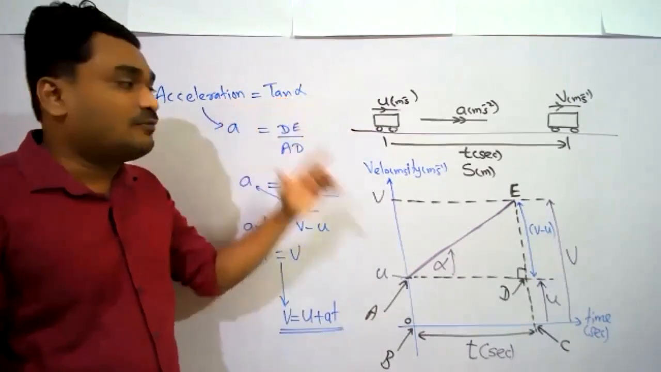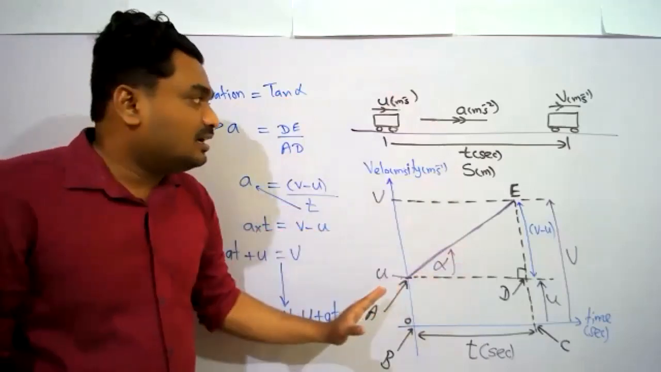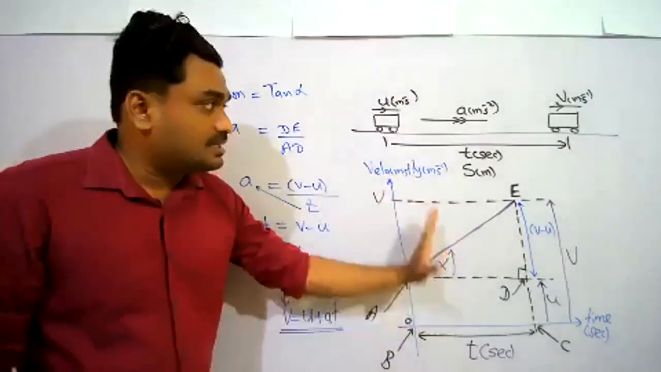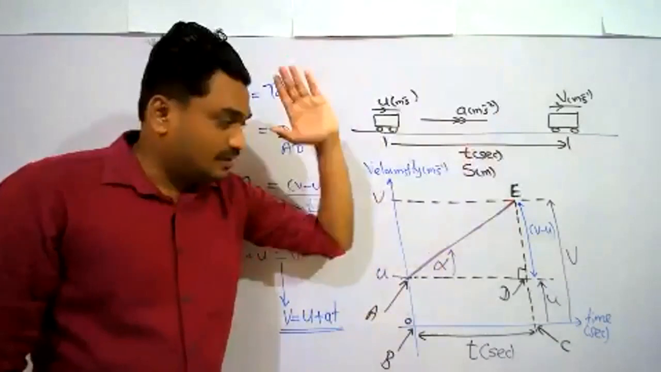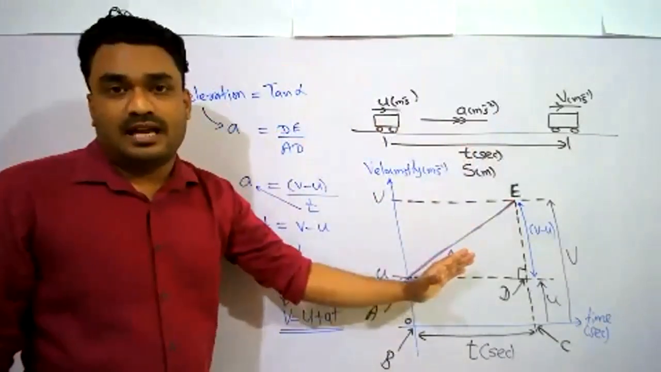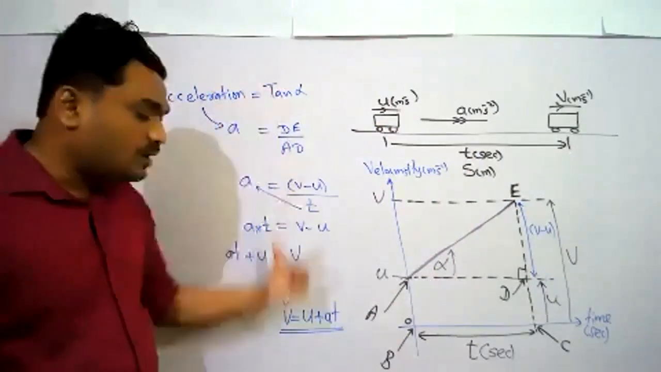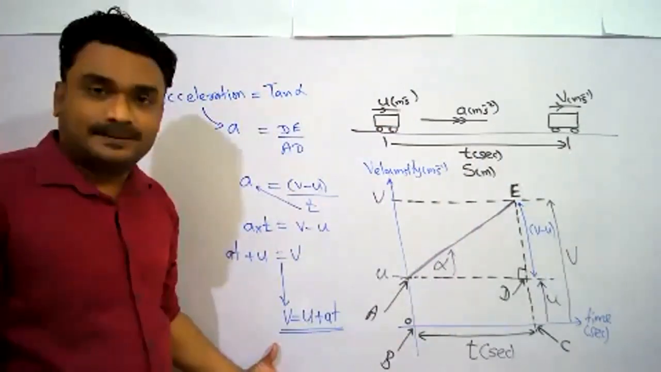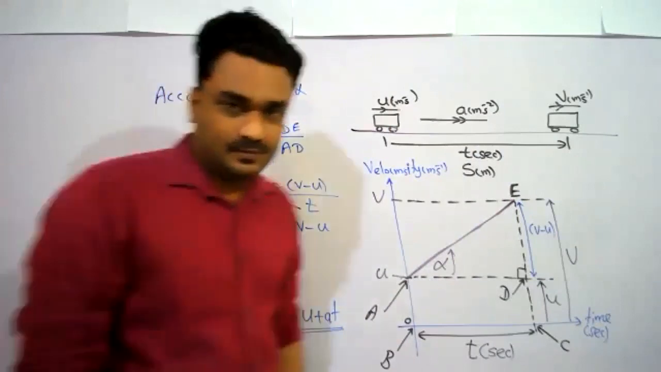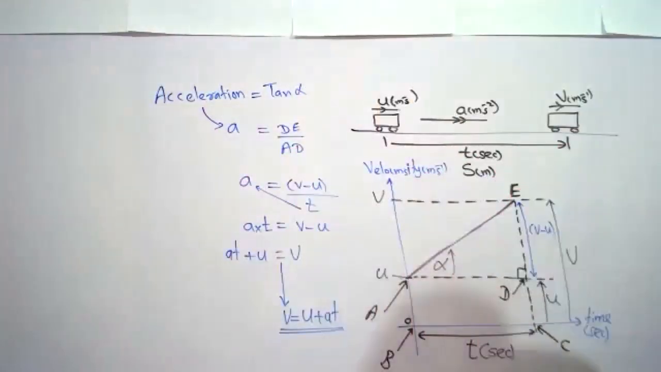That's how we prove it. Therefore, this velocity time graph correctly represents this motion. And if you get the gradient of a velocity time graph, that gradient is equal to acceleration. That's how we prove this. Write it there. Write them all.